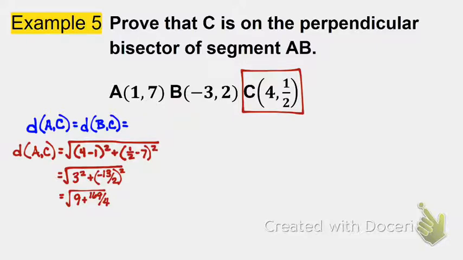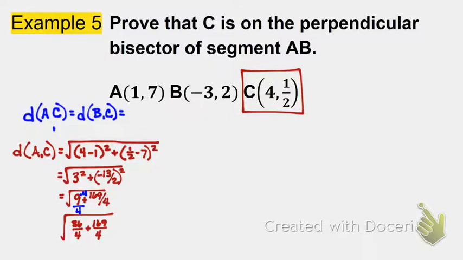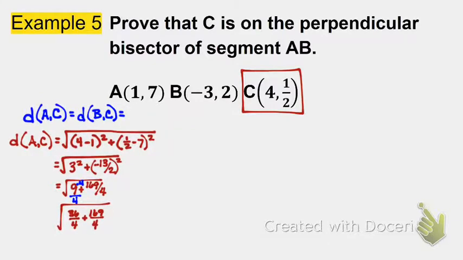Make it 36 over 4. Multiply top and bottom by 4. So we'd have 36 over 4 plus 169 over 4. What do I get when I add 36 and 169? 205. So I have the square root of 205 over 4. And as long as the other one comes out the same, I can just leave it unsimplified.